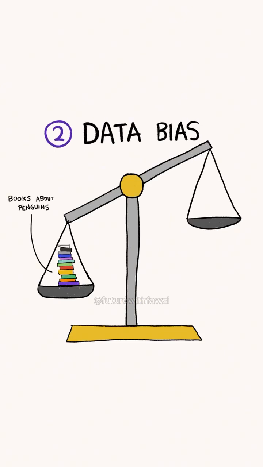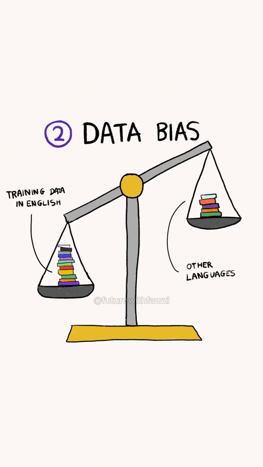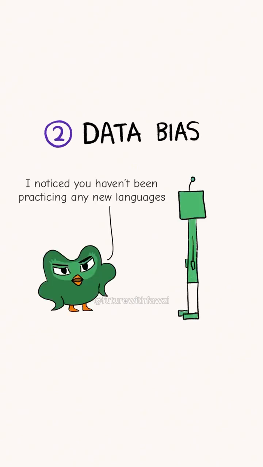Bias can also exist within the training data if it has any imbalances that ignore the nuances of the world. If the parents only give their child books about penguins, there is no way for them to learn about new and different species. This is why language models might give you lower quality responses in languages other than English.